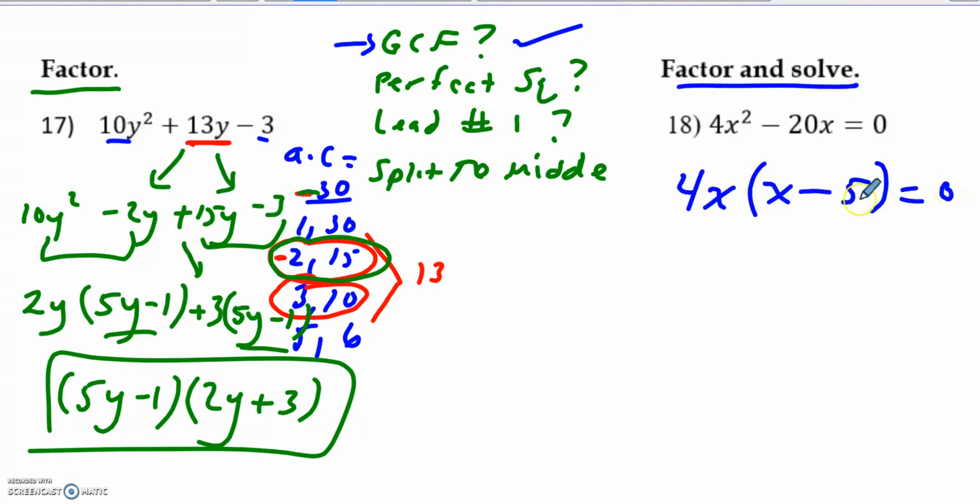Good news, I have no x squared, so I cannot factor anymore. So what I can do is just continue to solve.